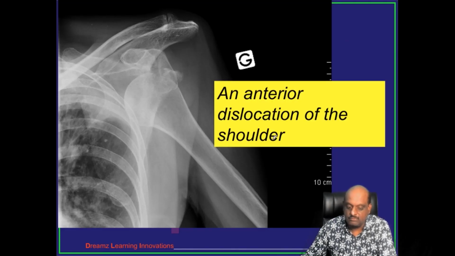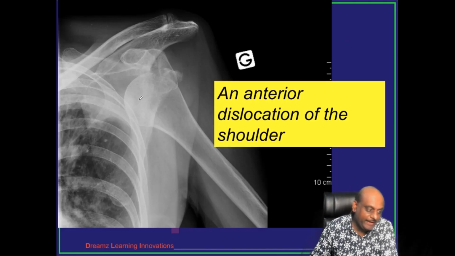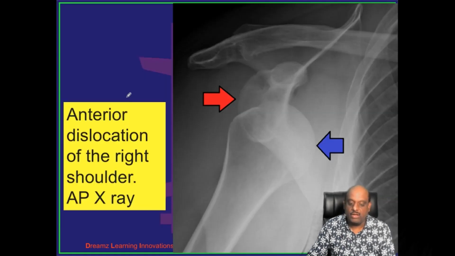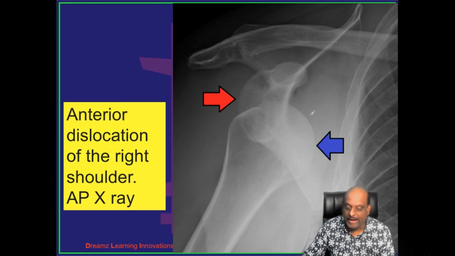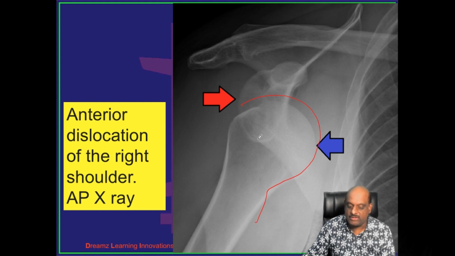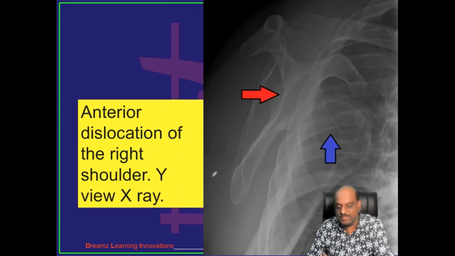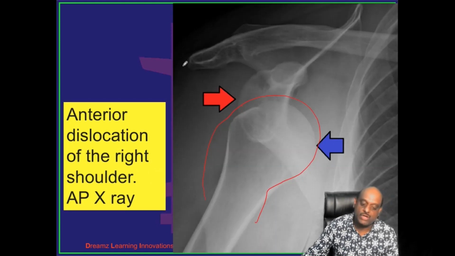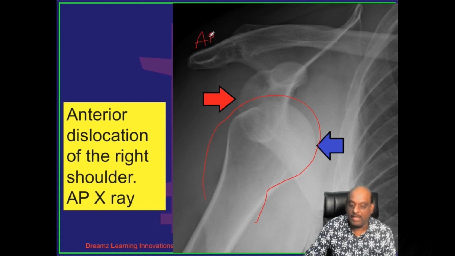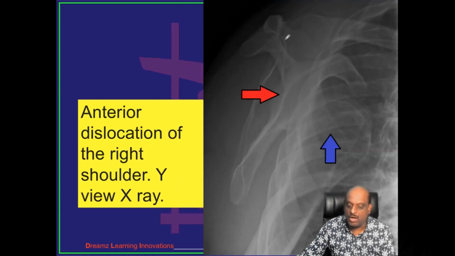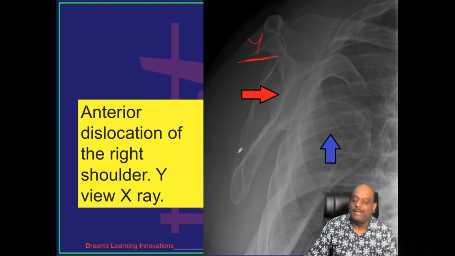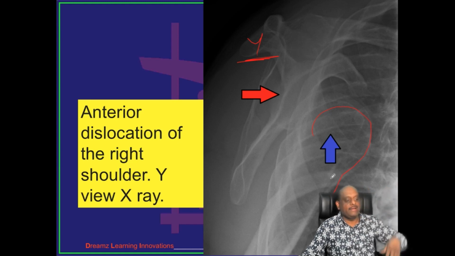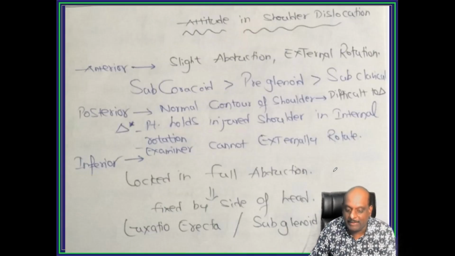So this is another example of an anterior dislocation of the shoulder, right? Now one more example of anterior dislocation of the right shoulder on X-ray. And what is this view, doctor? This view is called the AP view. Whereas this view is called the Y view. And on the Y view, this is how you can demonstrate the presence of anterior dislocation of the shoulder is what you should remember.